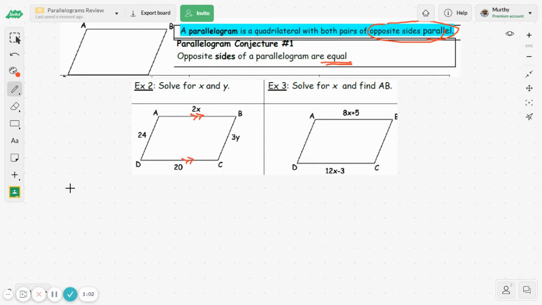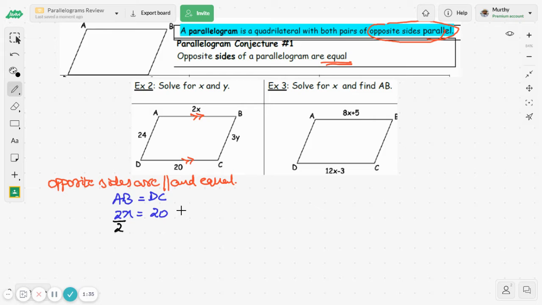So let me write the condition that opposite sides are parallel and equal. Therefore, I know that here AB equals CD. So here 2x, that's the value of AB, and DC equals 20. Now you know how to figure out the value of x. So we go by inverse operation. After the cancellation, x equals 10.